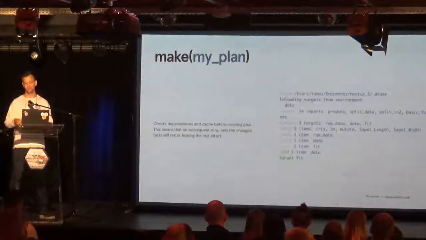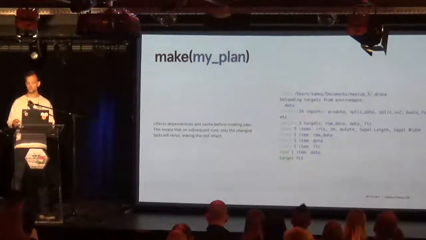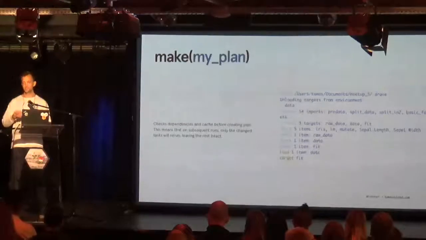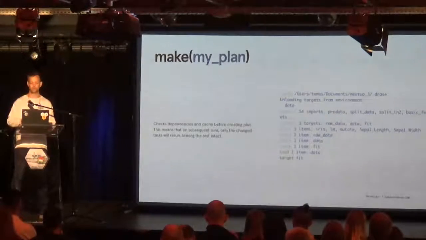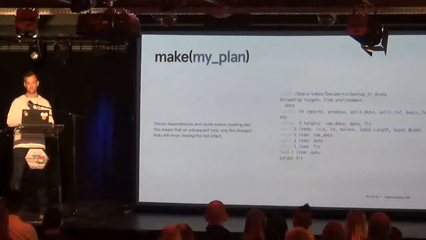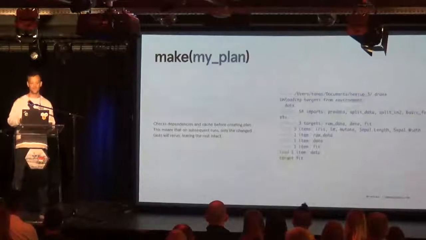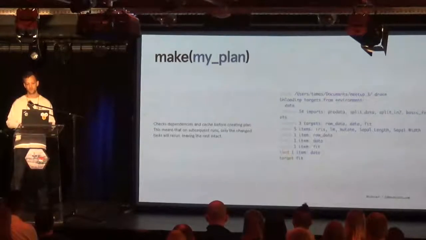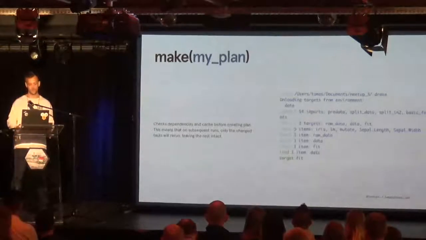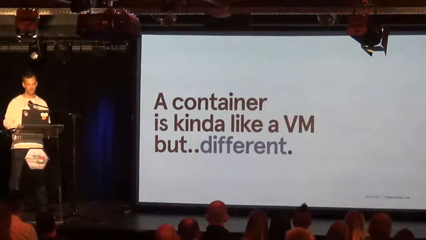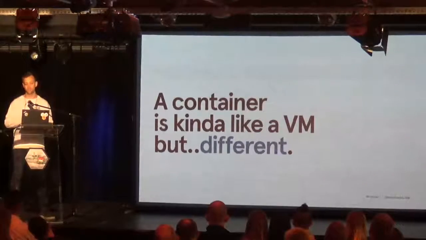So if you created your plan, it's really easy to run it. Basically, you just do make my plan, and then what Drake does, it checks all the dependencies of your data pipeline and sees, do we have everything in place to run this? And if you run this for the first time, there's going to be nothing cached, but if you run it for the second time, everything that you've run before and hasn't changed is going to be loaded from cache instead of run from scratch. So this can save a lot of time if you have more complex jobs. So that's for Drake. The second bit is about containers.